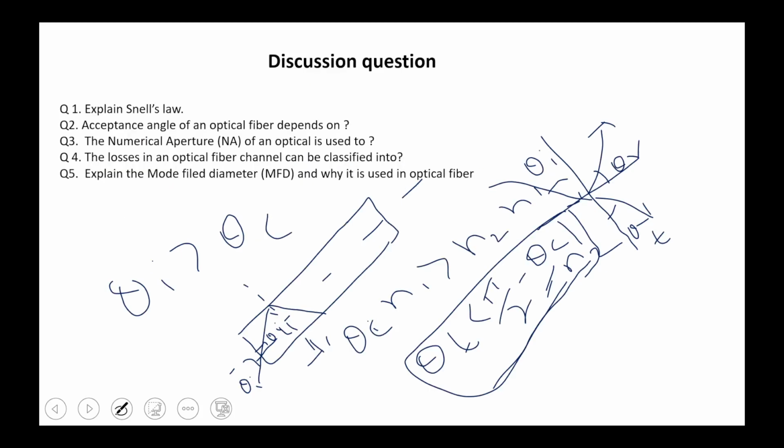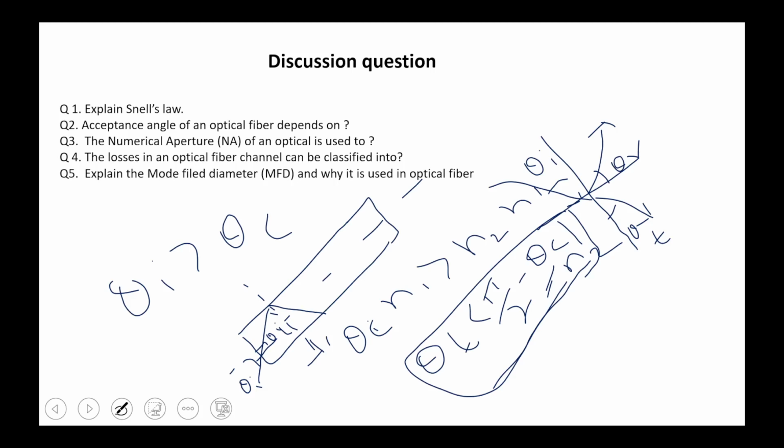Next question: what are the losses, the attenuation, in optical fiber? How many losses do you know? Sir, absorption loss, scattering, dispersion, radiation, and coupling loss. Okay, so what are the absorption losses? Material absorption losses: silicon dioxide, and OH, hydroxyl ion absorption.